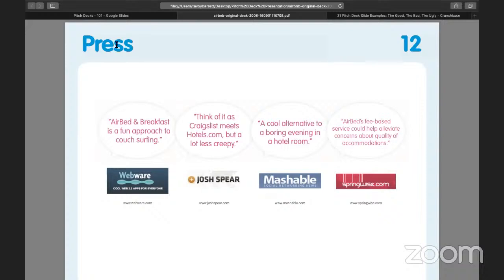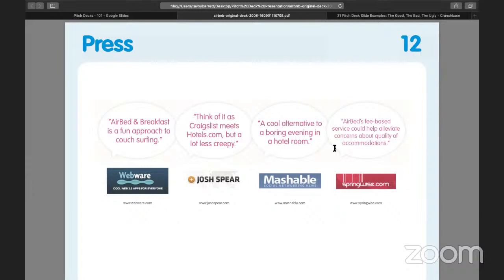So as you can see here, they would have included what persons have been saying about Airbnb. Airbnb and breakfast is a fun approach to couch surfing. Think of it as Craigslist meets hotels.com, but a lot less creepy. A cool alternative to a boring evening in a hotel room. And this would basically validate their idea. So yeah, man, that business idea, it can actually work.